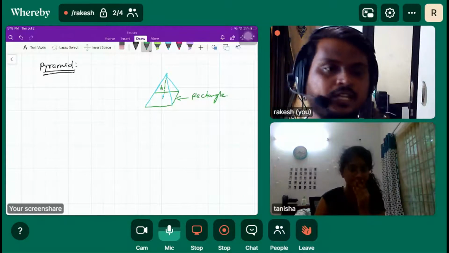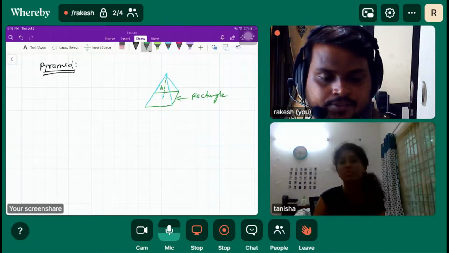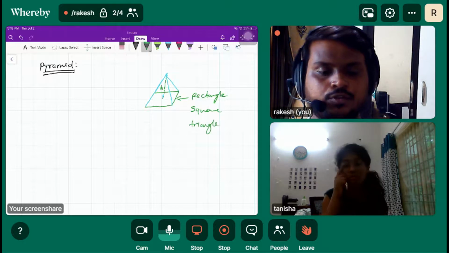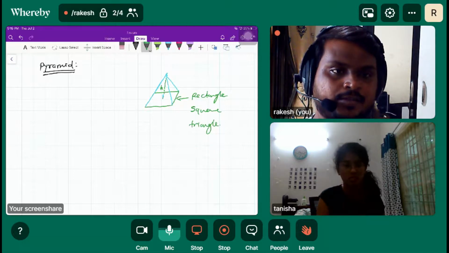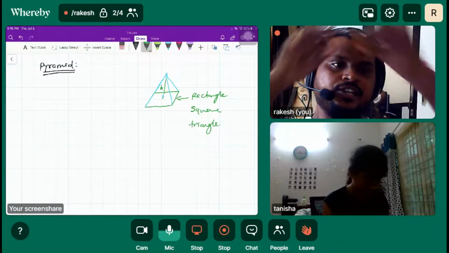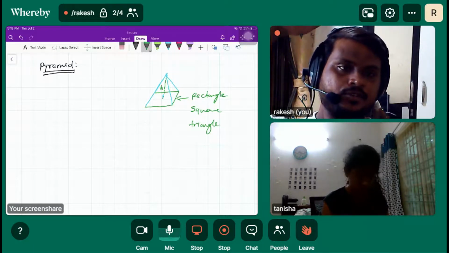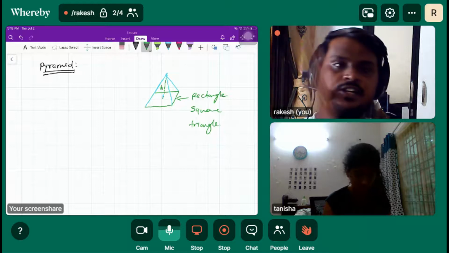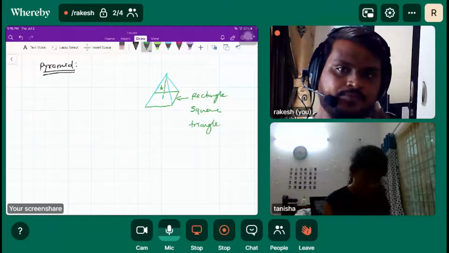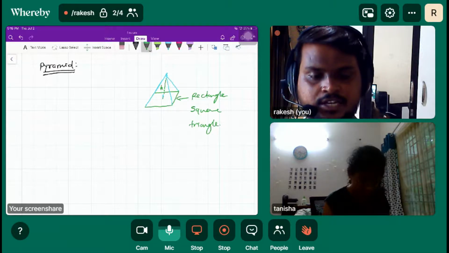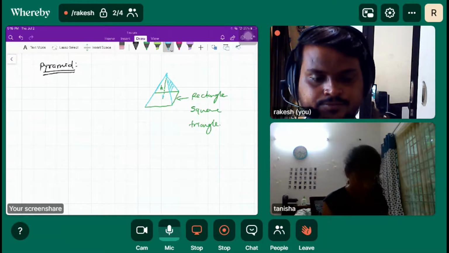The base could be anything. It can be a square, it can be a triangle also, so it doesn't matter, but it should be connected with one point above the base, and it will give you certain slant faces. You will observe some slant faces like this.